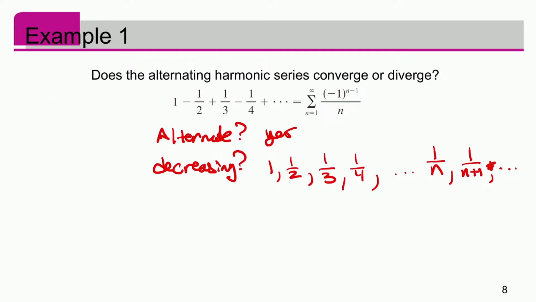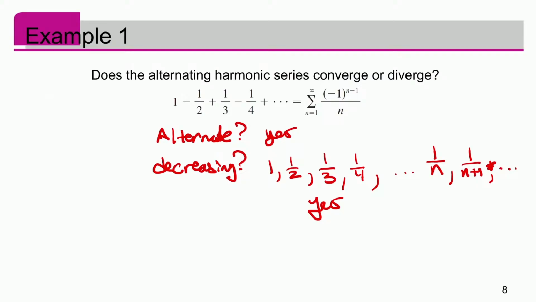No matter where you are, 1/10, 1/11. 1/11 is smaller than 1/10. Let's say we go out to 1/1,000,000. Well, 1/1,000,001 is a little bit smaller than 1/1,000,000. So this is decreasing. You can put a check mark next to that or say yes.